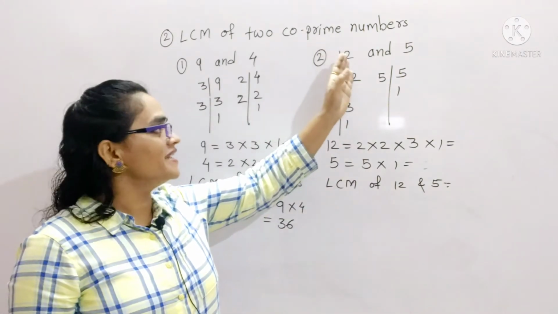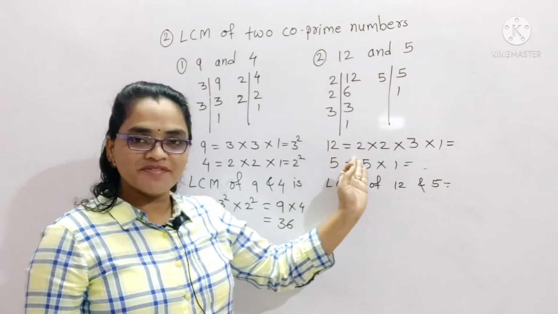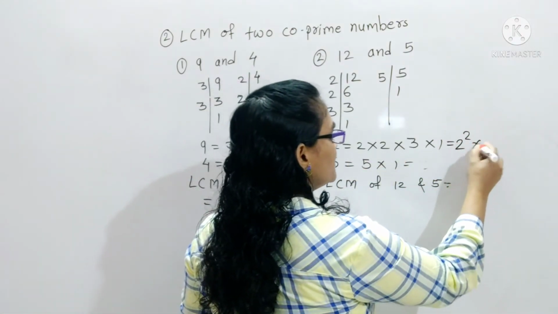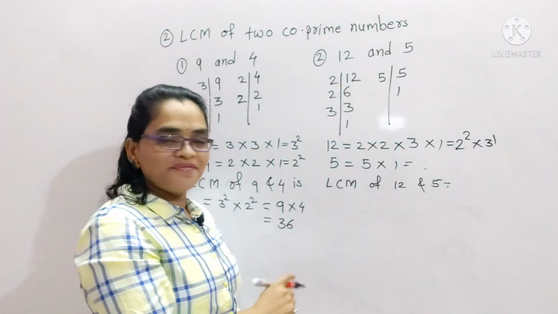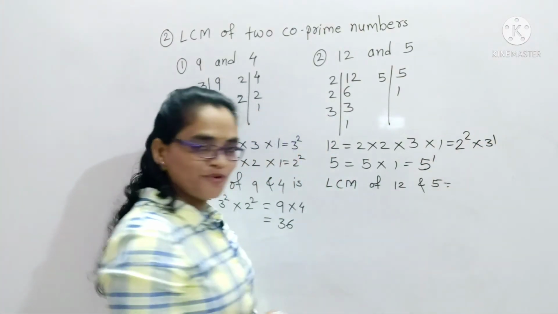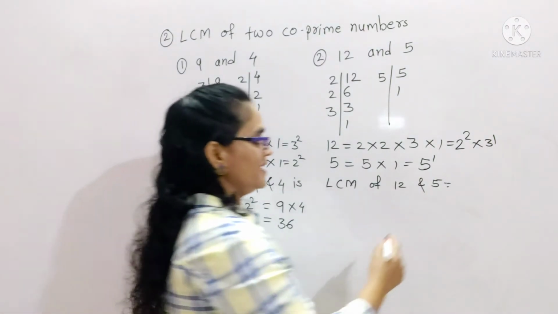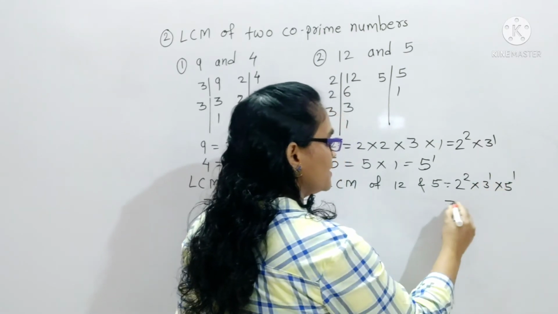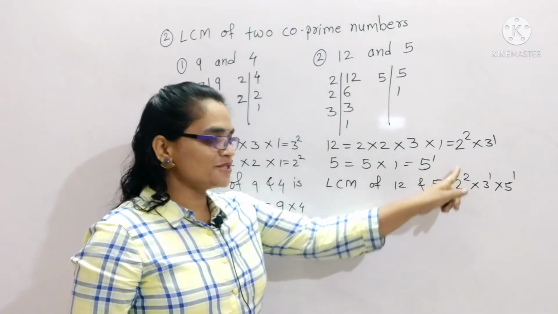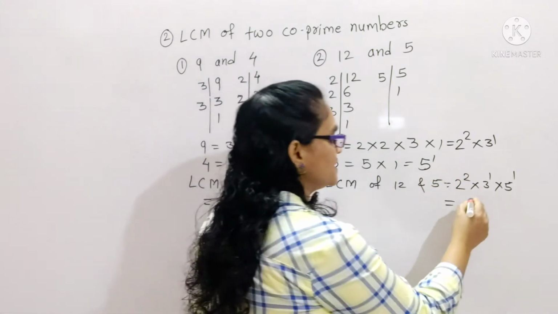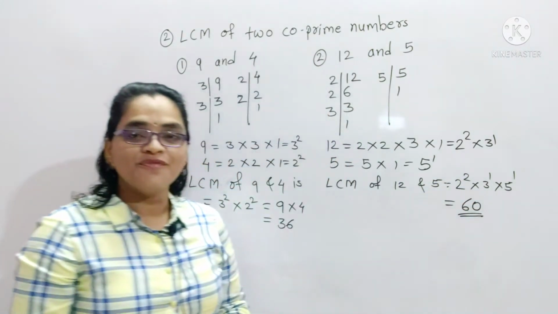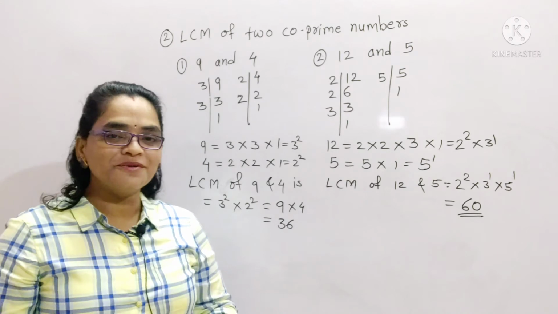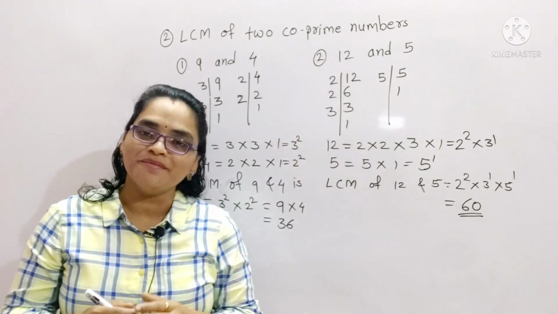Check the LCM of the second example, 12 and 5. 12 is 2 into 2 into 3, meaning 2 raised to 2 into 3 raised to 1, and 5's prime factor is 5 raised to 1. The LCM of 12 and 5 is 2 raised to 2 into 3 raised to 1 into 5 raised to 1. 5 3s are 15. 2 raised to 2 means 2 2s are 4, and 15 4s are 60. So for co-prime numbers, the LCM is equal to the product of those co-prime numbers only.